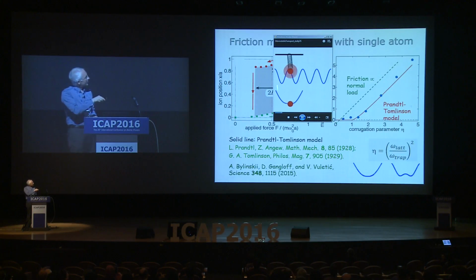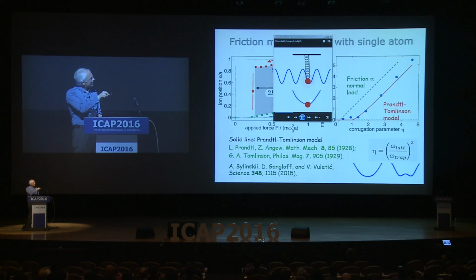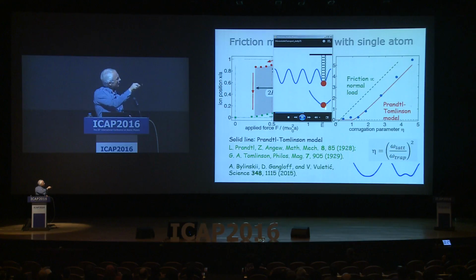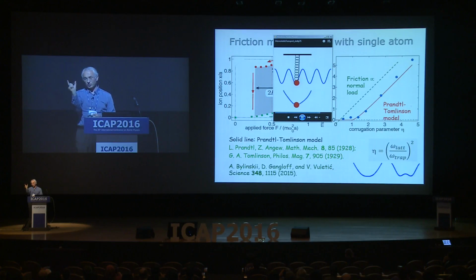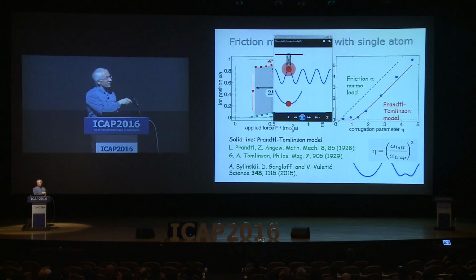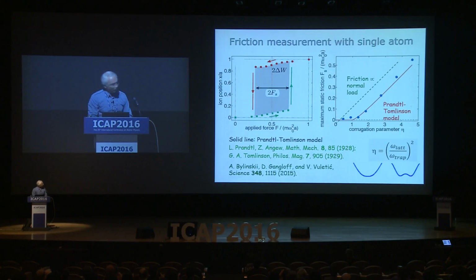like in this situation, or the other external trap is stronger, then the lattice is not deep enough to create two minima. And in this case, even though the ion is moving in a periodic potential, basically there's only one minimum. The negative curvature of the lattice is not sufficient to overcome the positive curvature of the trap. And so in this case, you have only one minimum. You have no stick-slip friction, and therefore you have no static friction force.